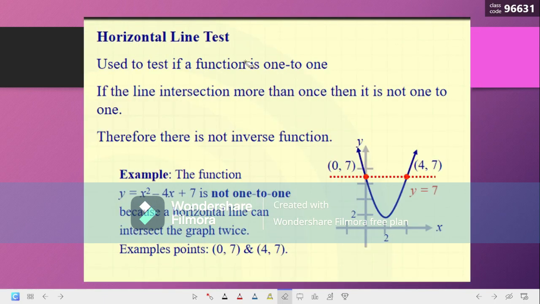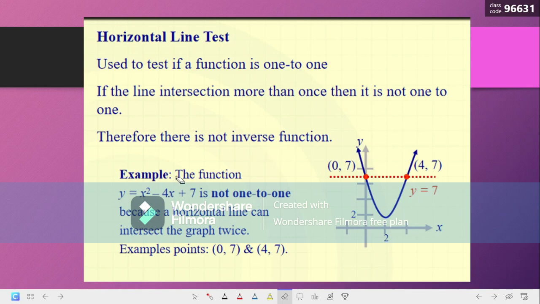Let's continue. We have the so-called horizontal line test. I know you are familiar with the vertical line test, which we use to identify if a relation or a graph is a function. If we draw vertical lines, for a graph to be a function, it must intersect at most one point. Otherwise, it will not be considered a function. Now, the horizontal line test is used to test if a function is one-to-one. If the line intersects more than once, then it is not one-to-one. Therefore, there is no inverse function.